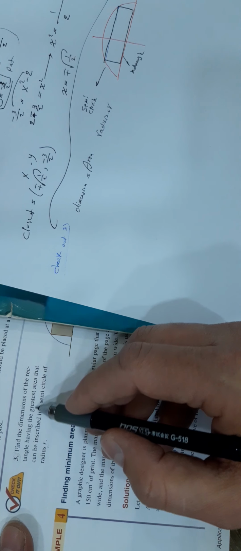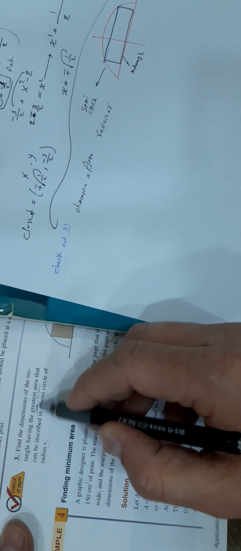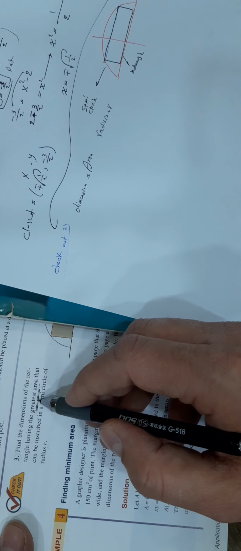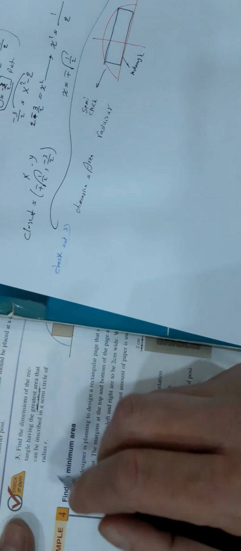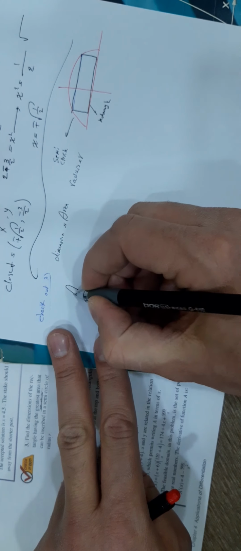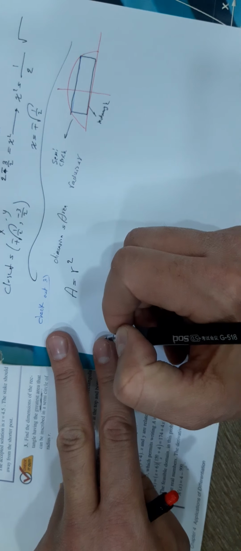Having the greatest, section 5 chapter 4, greatest. So always the area for this shape is equal to r square. Fast way.